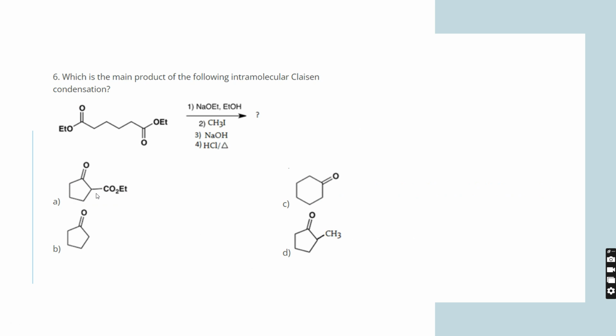Then let us move to the next question, which is also easy compared to whatever we have solved already in this condensation reaction topic. Which is the main product of the following intramolecular Claisen condensation? You have a diester substrate now, and 3 steps are involved in this reaction. In step 1, we are treating the substrate with sodium ethoxide in ethanol, and to whatever product we are going to get, we are going to add methyl iodide.